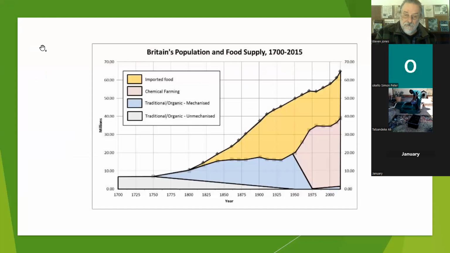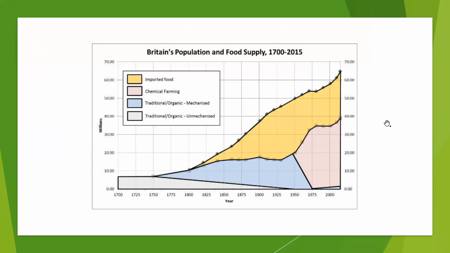I found this graphic really interesting in that it is an exploration of what's happened to the UK food supply. So this might be interesting to reflect on in your own country and how things might have changed there as well. But let's just explore this.